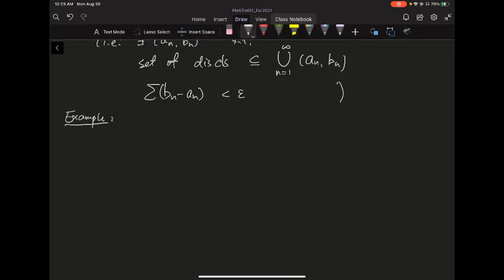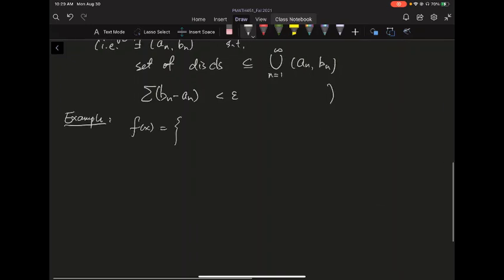Suppose I just consider this function f of x. What it does is the following. It takes an x from 0 and 1, and it will return the value 1 if x is a rational number, and it will return 0 if x is irrational. Well, so let's see, is this function Riemann integrable?